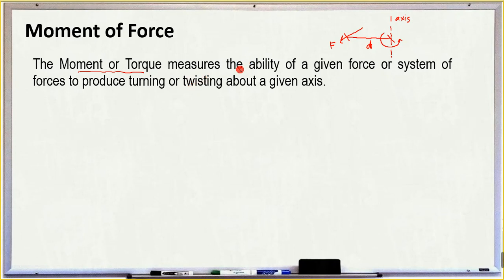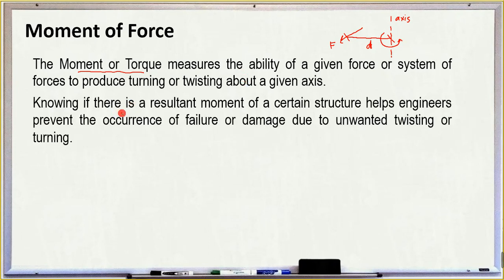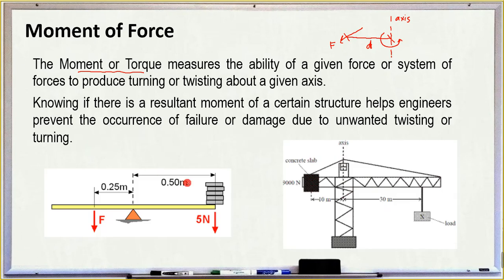Of course, we don't want our structure to turn or twist because it would cause a catastrophic failure. So it is dangerous. Knowing if there is a resultant moment of a certain structure helps engineers prevent the occurrence of failure or damage due to unwanted twisting or turning. So that is what we mentioned earlier. We avoid it.